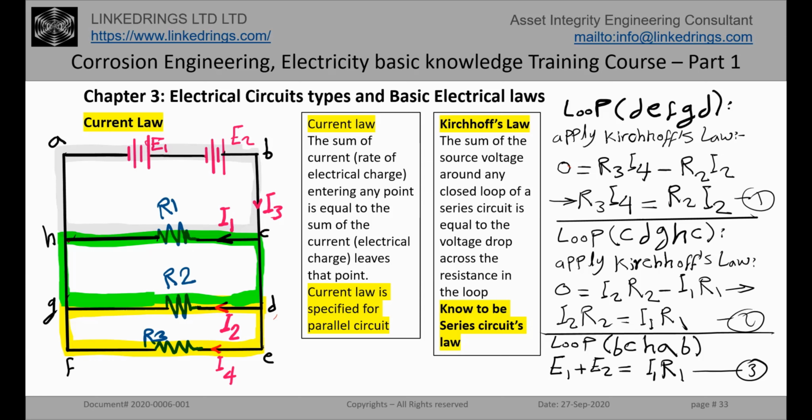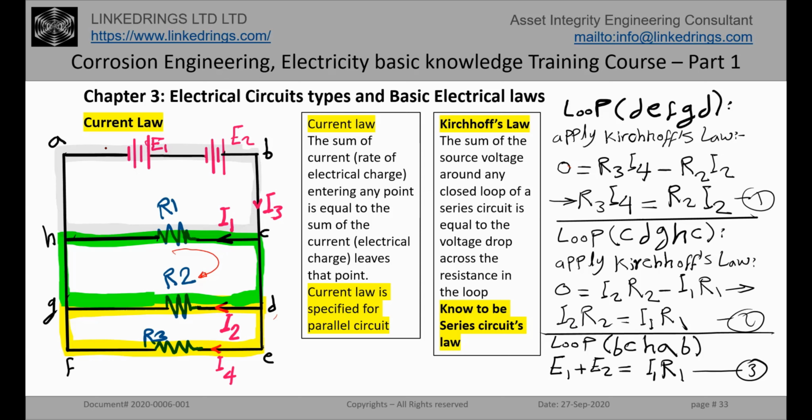Now we will take the green color closed loop circuit, C, D, G, H, C. Same thing. This is the direction of the current we're assuming. So the voltage source is 0. So 0 equals I2 times R2. Then I work with the circuit, I am opposite here, so minus I1 R1. So that means I2 R2 equals I1 R1. This is equation number 2.